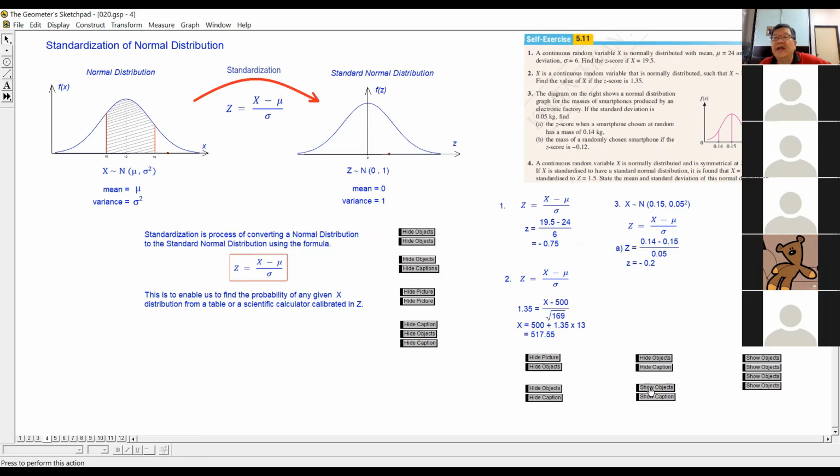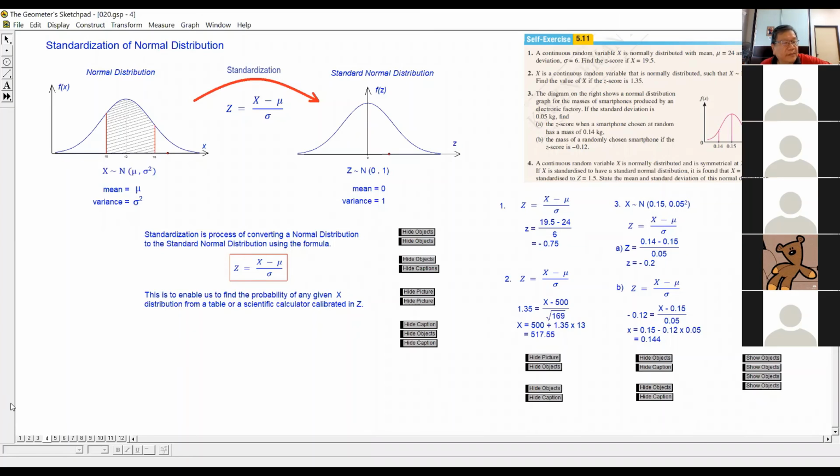Now the second part, they give you the z and ask you to find the x. So using the same formula, you substitute the number given, negative 0.12. You put negative 0.12, mu 0.15, sigma 0.05. Solve the equation, you have x equal to 0.144. So this is how we make use of the formula. The last one, can you read number 4?